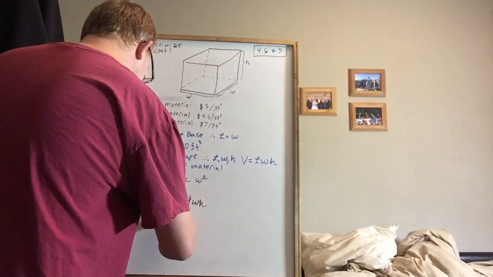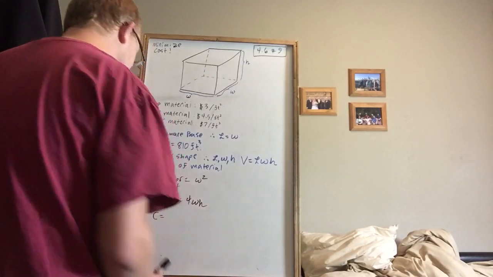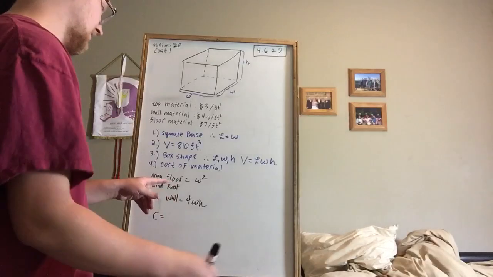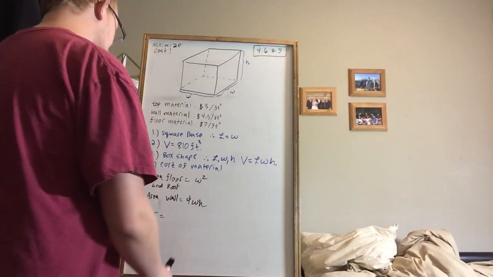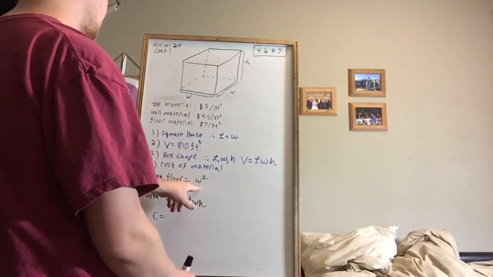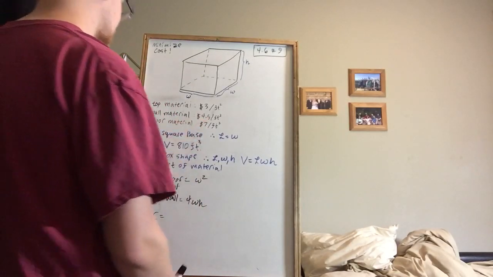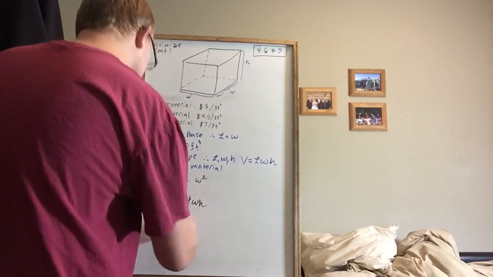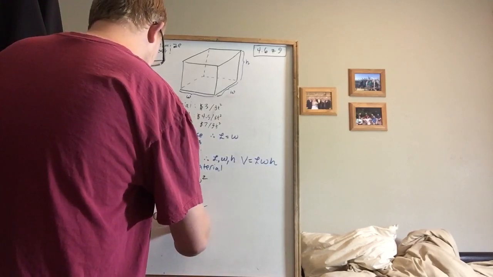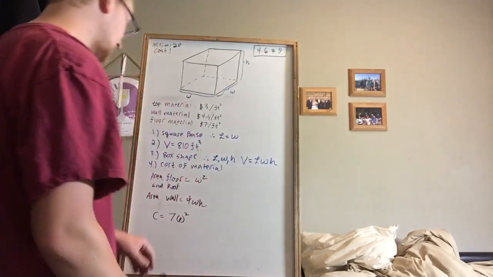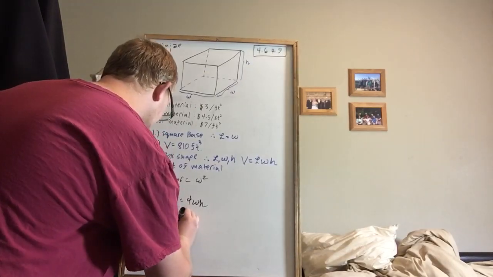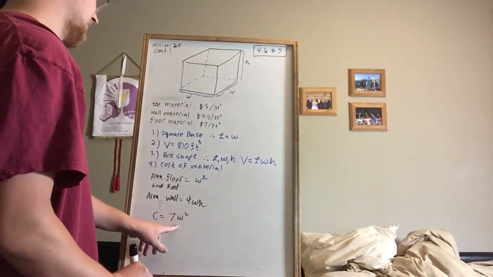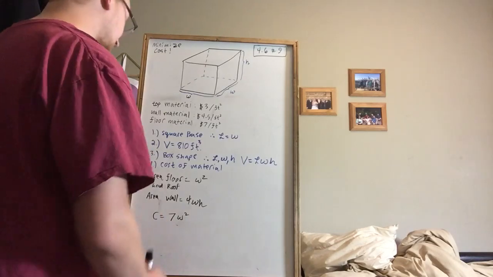So the cost, I'm going to indicate that with C, is going to equal the area of the floor times the cost of the floor material. So the area of the floor is W squared. The cost of the floor material is $7. $7 times the area of the floor. So with units, that would be $7 per square foot times the amount of square feet in the floor itself.